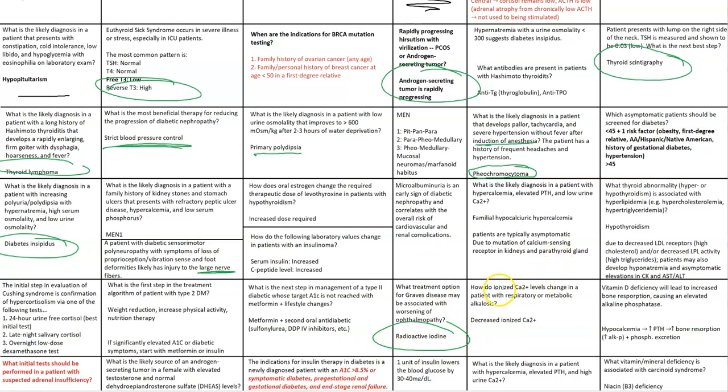How do ionized calcium levels change in response to respiratory and metabolic alkalosis? It's going to result in decreased calcium ion because they're going to bind more to albumin in that case. Vitamin D deficiency will result in increased bone resorption, causing an elevated alkaline phosphatase. Hypocalcemia increases PTH, which increases bone resorption and phosphate excretion.